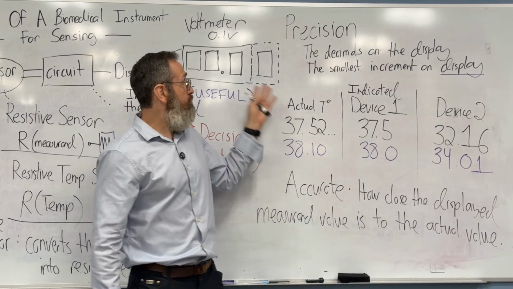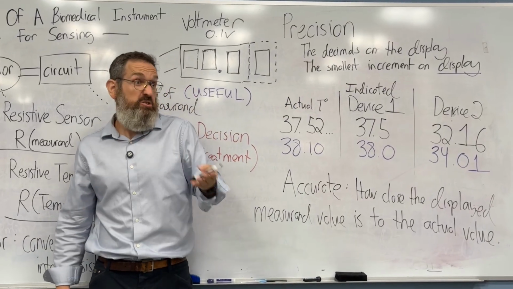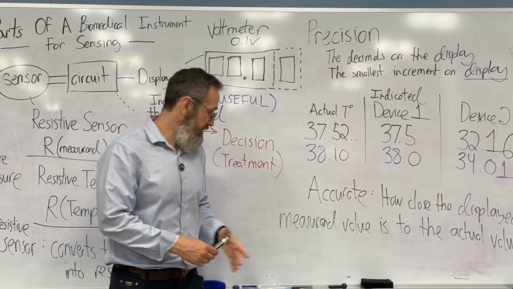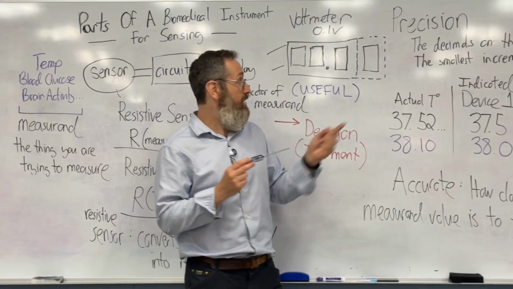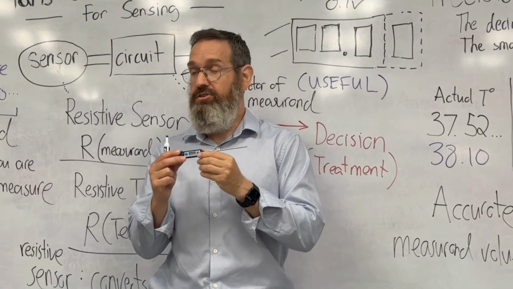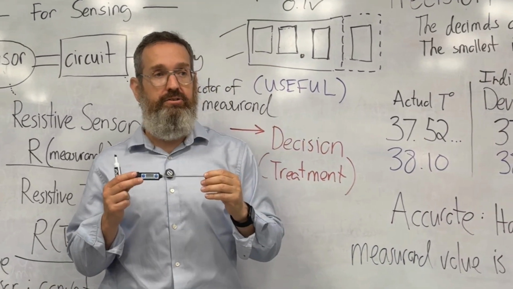Devices with more precision are not necessarily more accurate. You think they might be. You would think that this device, by showing me to the 100th of a degree C, is more accurate, but that's not a guarantee.